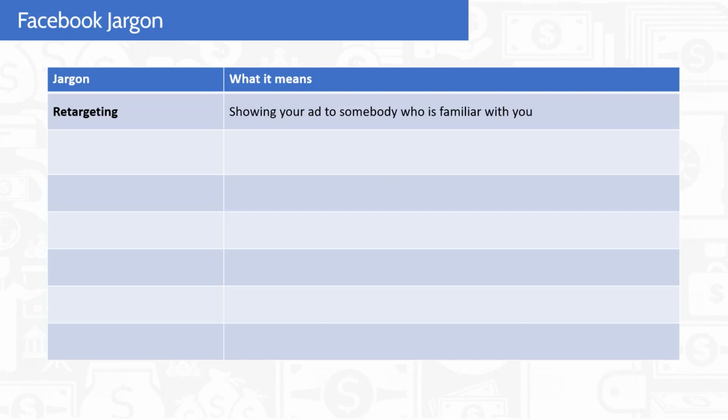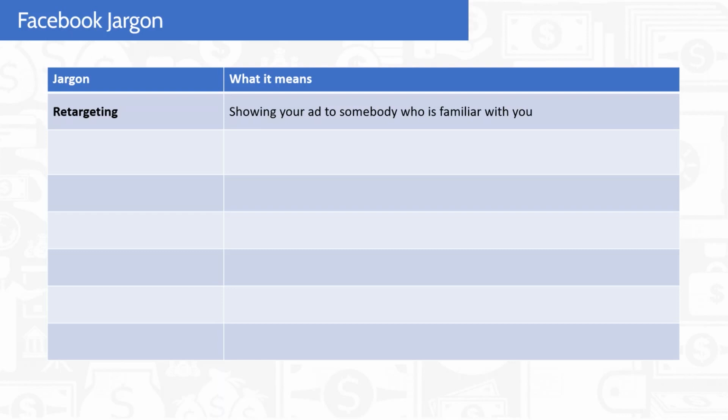So the word retargeting. Now this essentially means that you are showing your advert to somebody that is familiar with your brand or your product or your website or anything like that. The reason that we know that person is familiar is because we are retargeting them based on an action that that person has taken. That could be something like they've visited your website, or they've clicked on your Facebook ad, or they've liked it, or they've sent you a message. That person has had some form of interaction with you before.